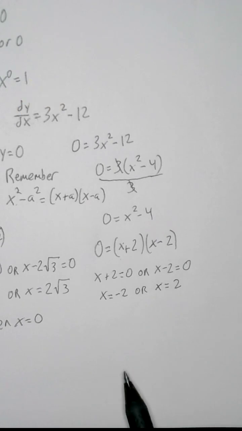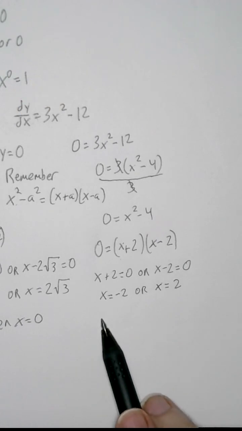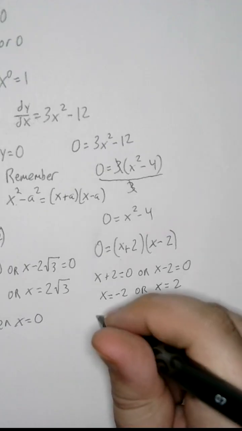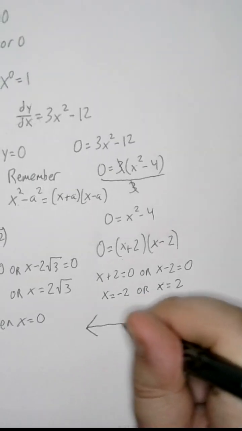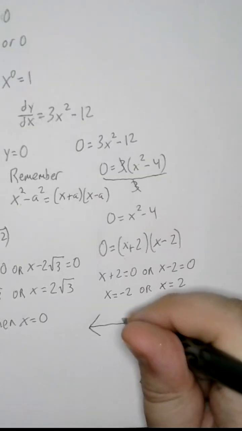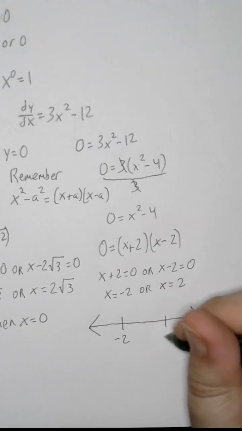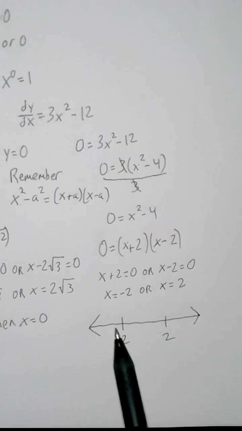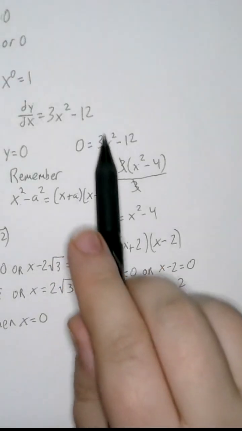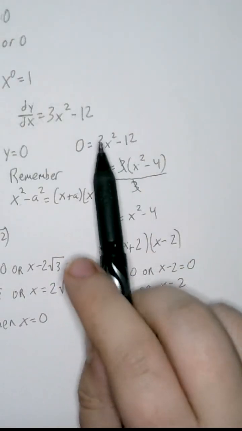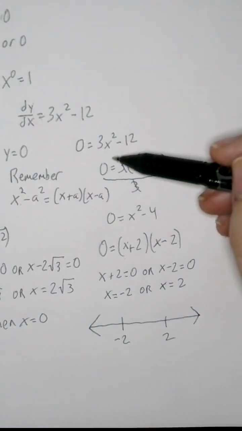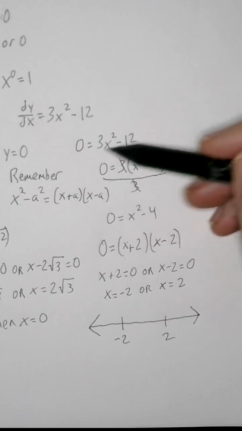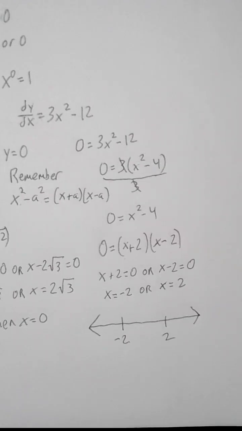So now let's find where our graph or our slope is positive or negative. So I'm going to bring out my number line. I'm going to plug in negative 2 here, and I'm going to plug in 2 there. So now, let's pick a number less than negative 2, and I'm going to plug it into my derivative. Remember that it doesn't matter what the answer is. All I care about is what the sign is, whether it's positive or negative.